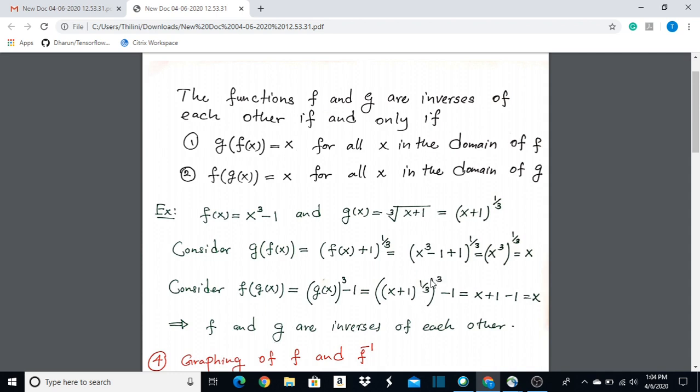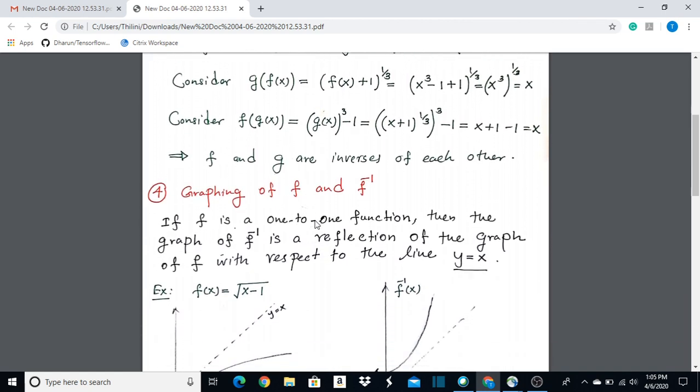Now again, the power of a power, 1/3 and the power 3, cancels out. Then we get x plus 1 and minus 1. The 1 and minus 1 cancel out. Again we get x. So the f function and g function satisfy these two conditions for all x. That means these two functions are inverses of each other: f is the inverse of g and g is the inverse of f.